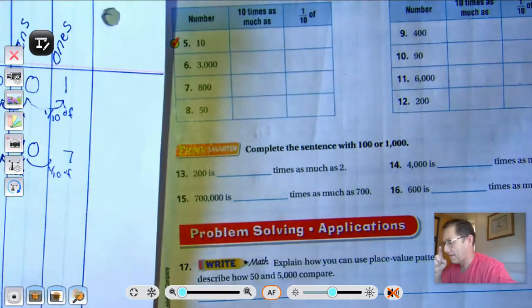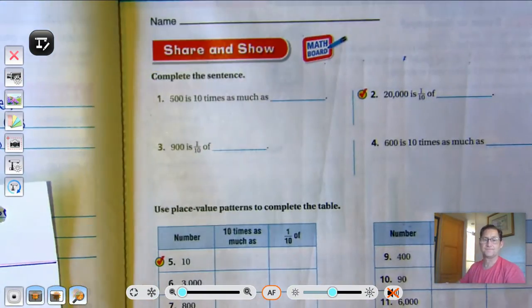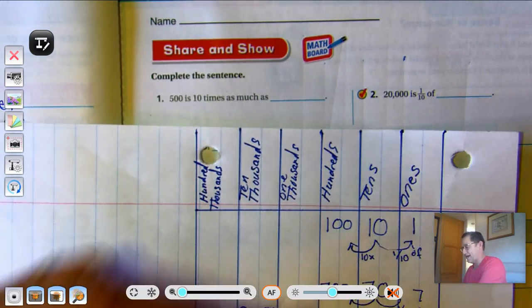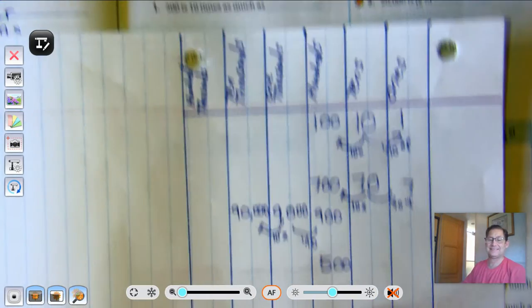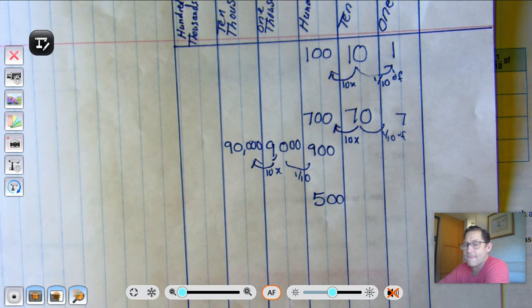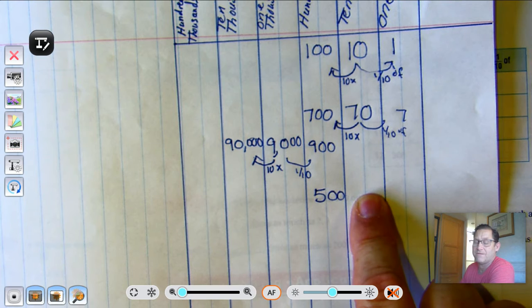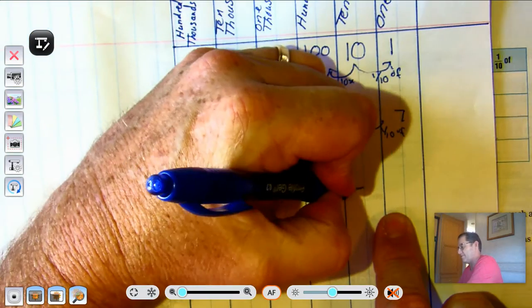All right. Now, 500 is 10 times as much as what? That means, what is the value to the right of 500? Because this is 10 times as much as this place value. So that would be 50.